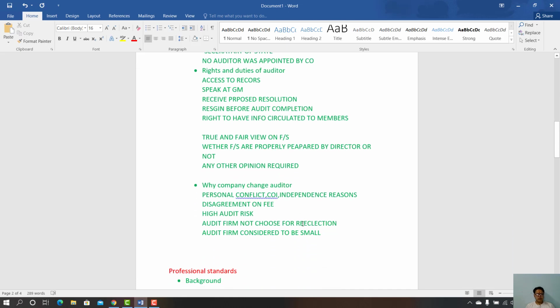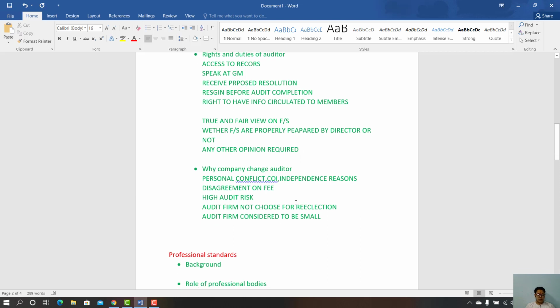So who can change an auditor? Why does a company change an auditor? There may be many reasons. Some of them are personal conflict, conflict of interest, independence reasons, disagreement on audit fee, high audit risks, audit firm not chosen for re-election, and lastly, audit firm considered too small to audit the company. So these are the things that you should know, and there are some things that you should know about removal and resignations also.